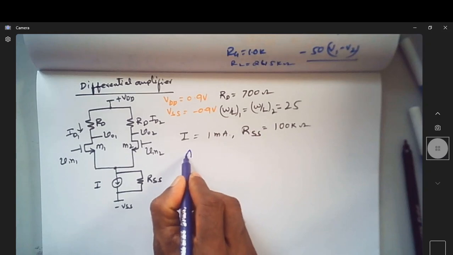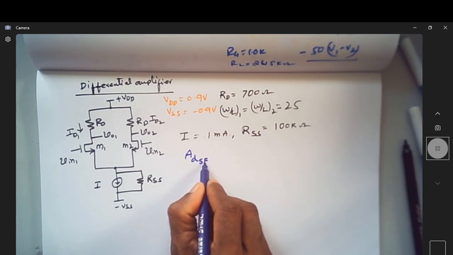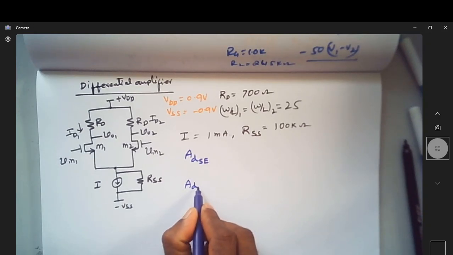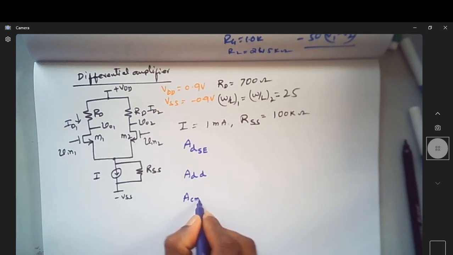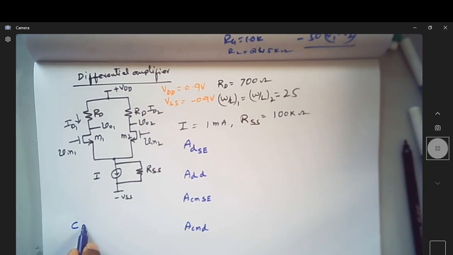That is, what is the differential gain when it is measured single-ended, what is the differential gain when it is measured differentially, what is the common mode gain when it is measured single-ended, what is the common mode gain if it is measured differentially, and finally let us find out what is the CMRR single-ended and what is the CMRR when it is differentially measured.